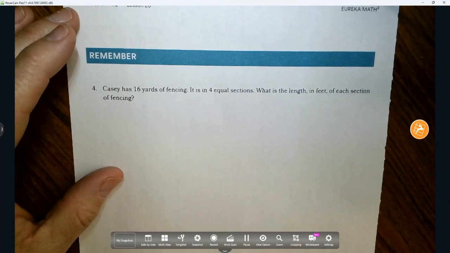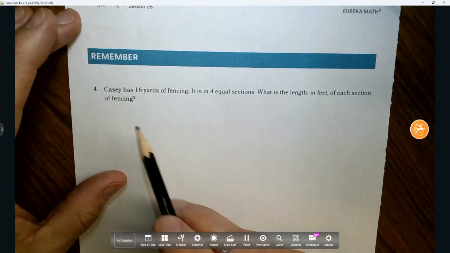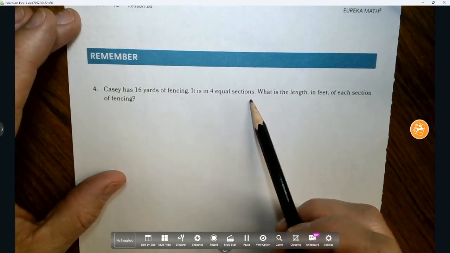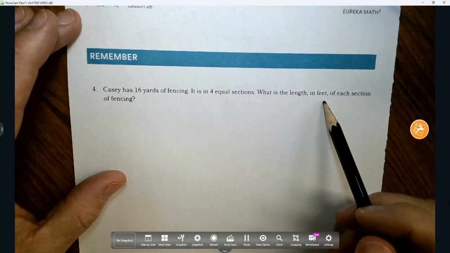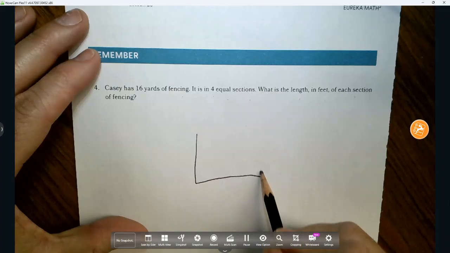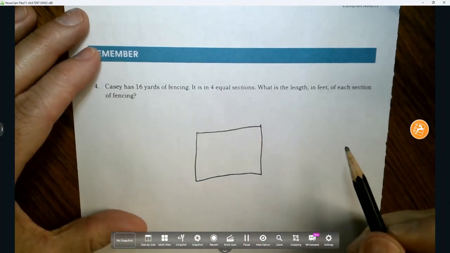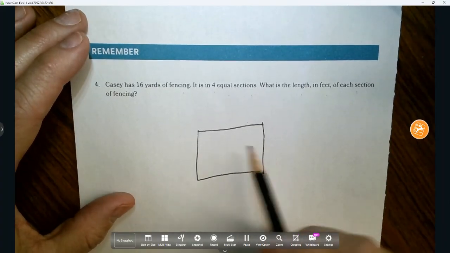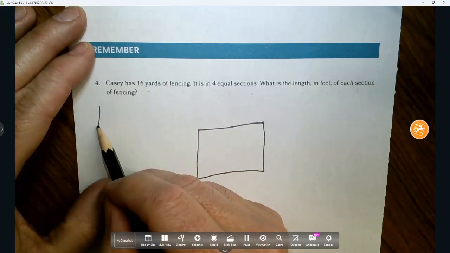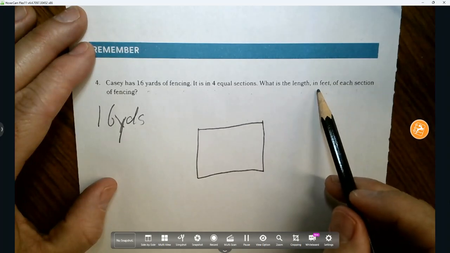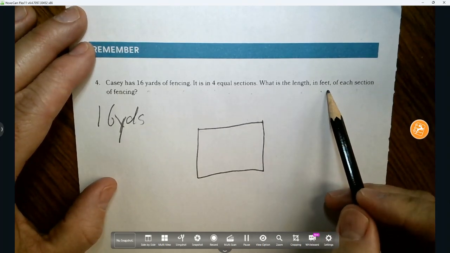All right, let's see what we got on the back on page 158. Casey has 16 yards of fencing. It is in 4 equal sections. What is the length in feet of each section of fencing? All right, so she has 4 equal sections of fencing. Let's call that a square because it's 4 equal sides. Pretend they're all equal. All right, she has 16 yards. Well, this is 16 yards. YDS is the abbreviation for yards. But they want to know what is the length in feet. So we have to do conversion.